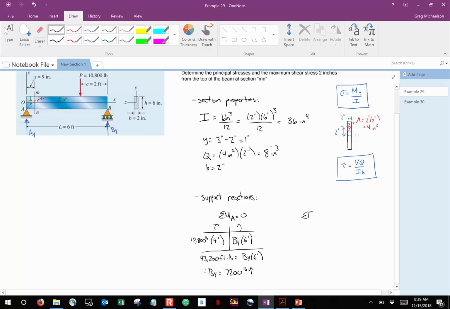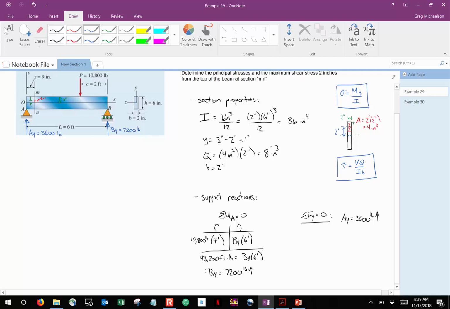And if we sum forces in the Y direction, well, I think that's pretty straightforward. If we have 10,800 going down and we have 7,200 going up, the difference between those two is 3,600. So Ay has got to be 3,600 going up. And I think by now, with the class, we should be pretty comfortable with those calculations. So this is 7,200 pounds. This is 3,600 pounds. Okay.